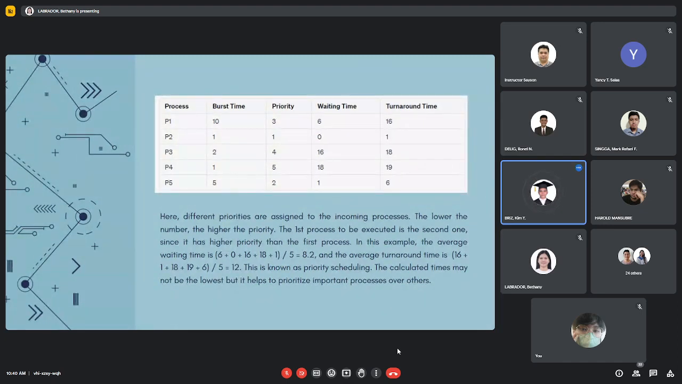Now this is known as priority scheduling. The calculated times may not be the lowest, but it helps to prioritize important processes over others. And that would conclude the priority scheduling algorithm.